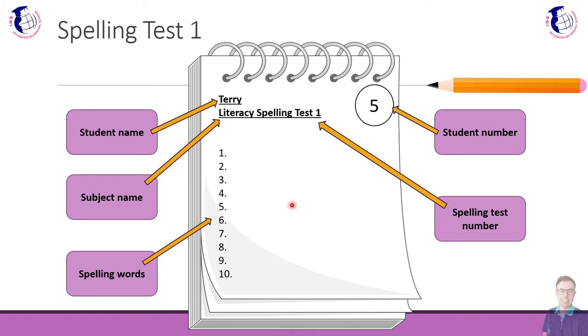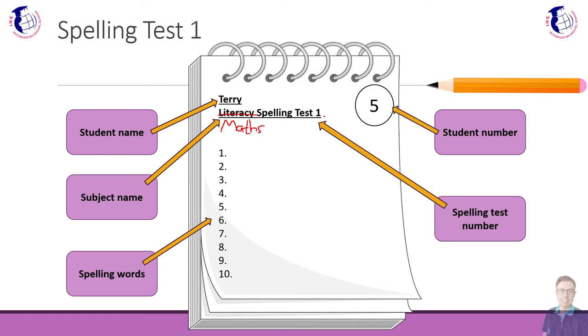So what I want you to do now, if you weren't in the live lesson, is get a piece of paper. And on that piece of paper, I want you to write your name. And then the subject name. This is not literacy, this is maths. So you want to write maths spelling test. This is a screenshot I took from my literacy presentation, so if I can change this for you. So don't write literacy. Make sure you write maths, M-A-T-H-S.